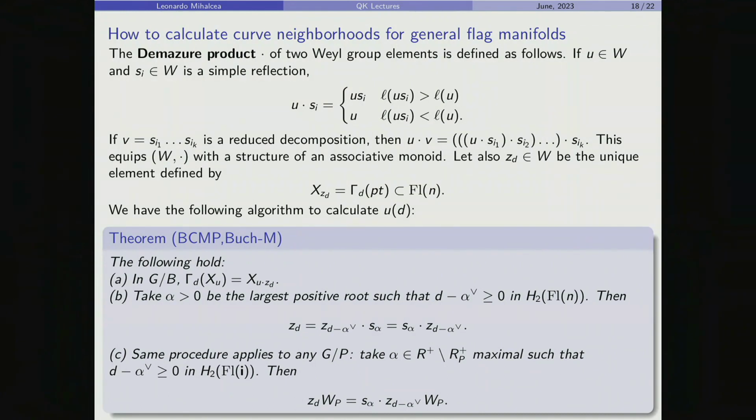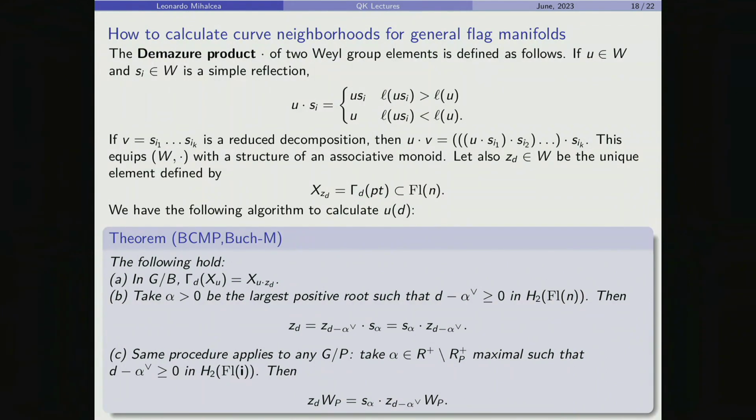All right, so in general, if you don't have a simple reflection, but perhaps you take a word which has a reduced decomposition, a product of simple reflections, then you can define u times v by applying this recursively. And it turns out this is going to give the structure of an associative monoid. So we define this element called z_d, which is the element that indexes the curve neighborhood of a point. This is a particular Schubert variety that essentially consists of all the curves in the flag variety that pass through a point, all the curves of degree d or less that pass through that point.